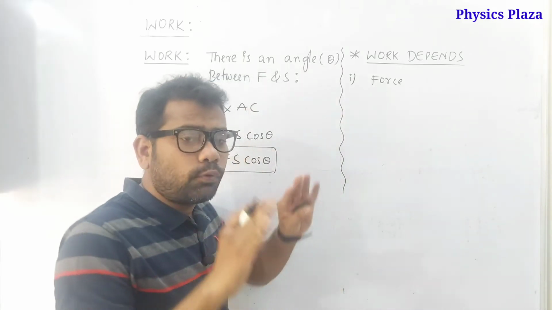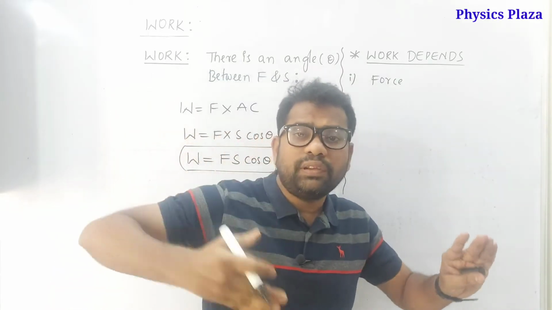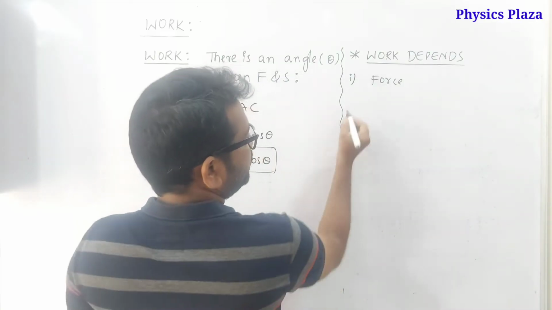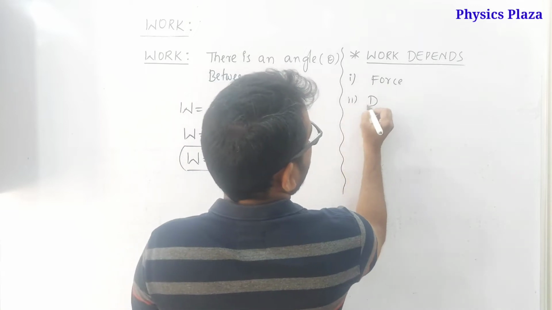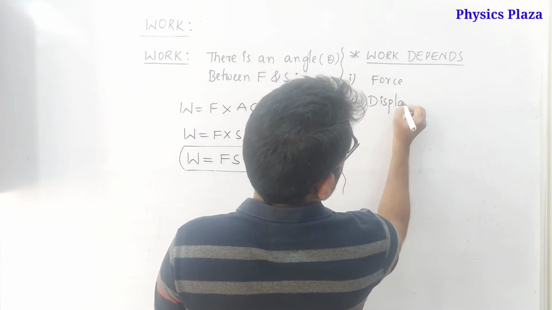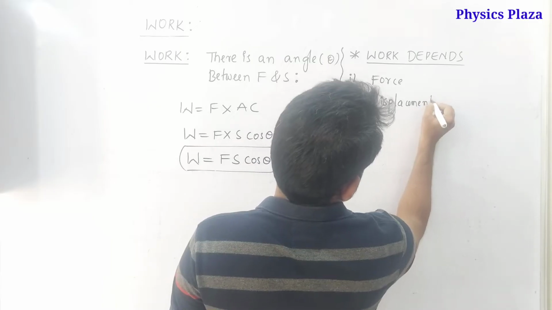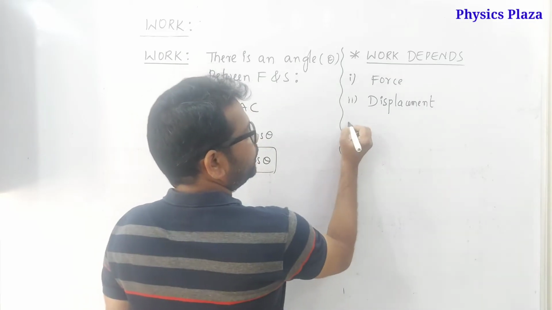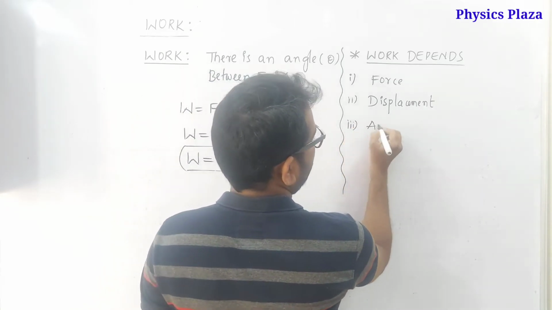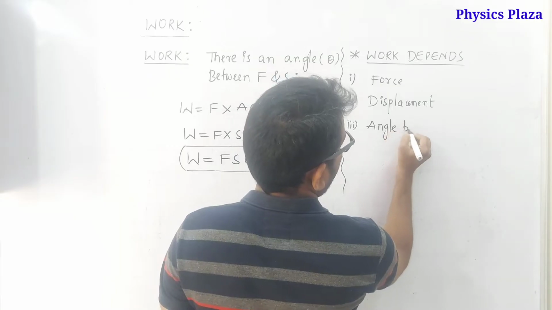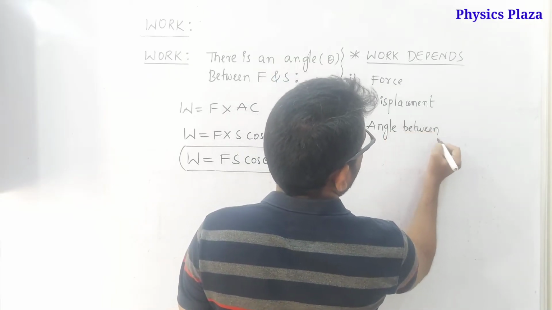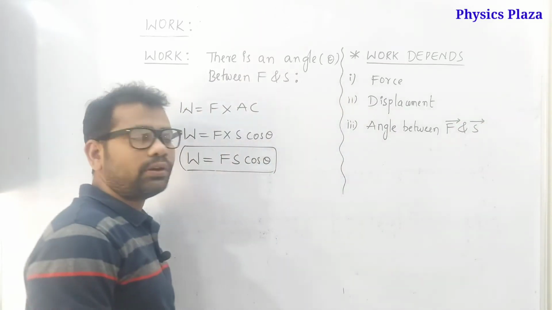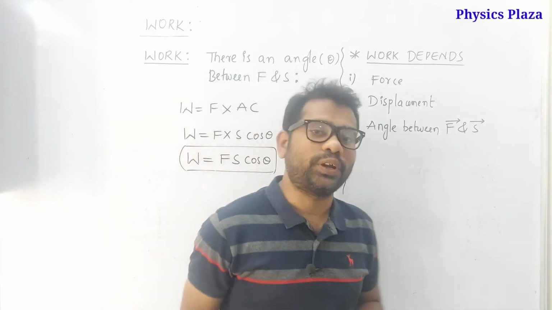I mean, if more force is applied, then obviously the body will be displaced more, and then obviously the work done will be more. Am I clear? Fine. And the second one is displacement. The second factor is displacement. The work done also depends on displacement. The third factor, children, very important, is the angle between force and displacement. The angle between force and displacement is also very important.